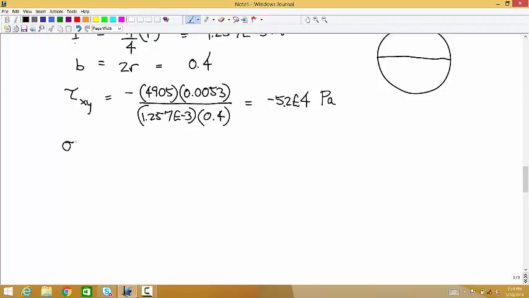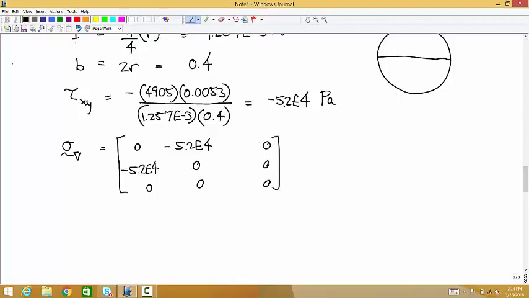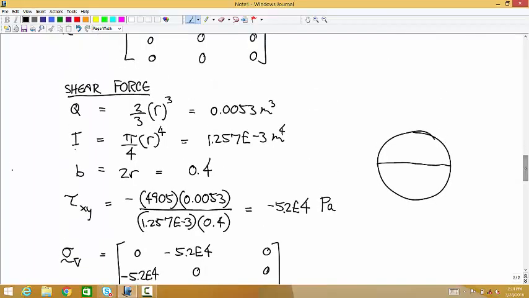So the stress tensor due to the shear force is 0, negative 5.2 times 10 to the 4, 0, negative 5.2 times 10 to the 4, 0, 0, 0, 0, 0. So the units on B, meters? Yes.